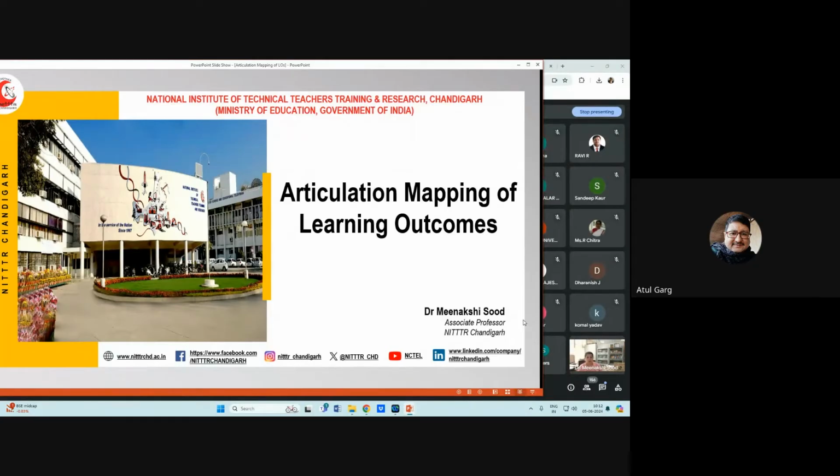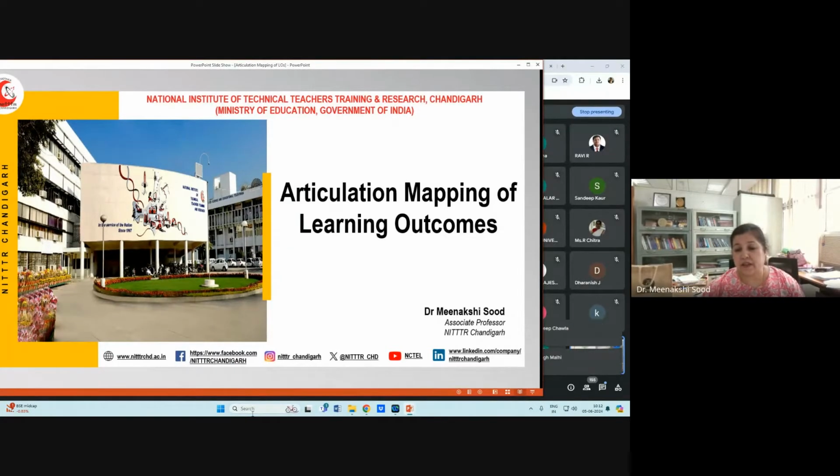So today, the next step to be followed for the implementation of OBE, or I would say the first step before or just at the curriculum design, is how to correlate all these components of the OBE. That is what we call articulation mapping. So we'll talk about the mapping of the various learning outcomes.